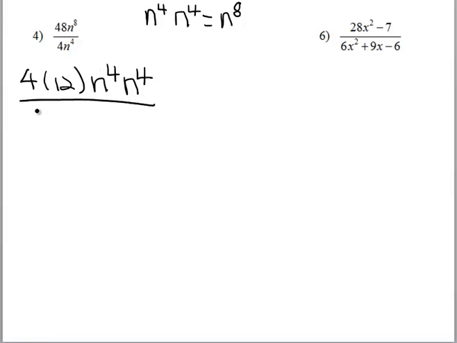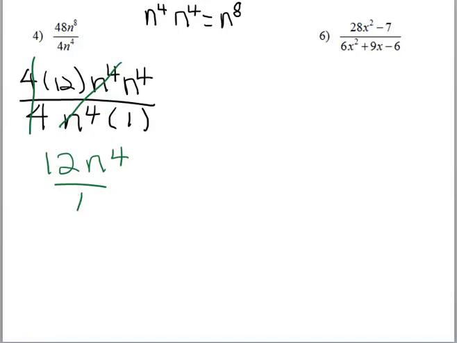In the denominator, I have 4 times n to the 4th times a secret 1. So here I get to do some canceling. That makes 1, that makes 1. So when I'm done, I have 12 n to the 4th over 1, which is the same as just 12 n to the 4th.